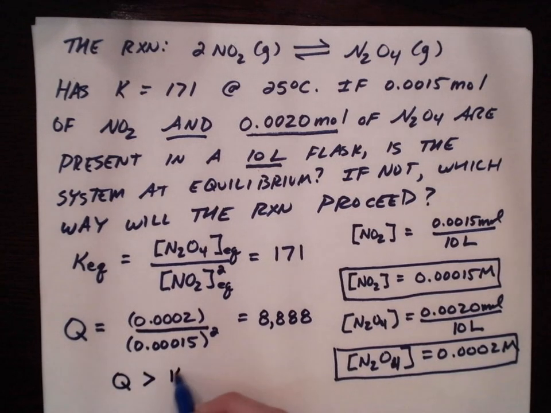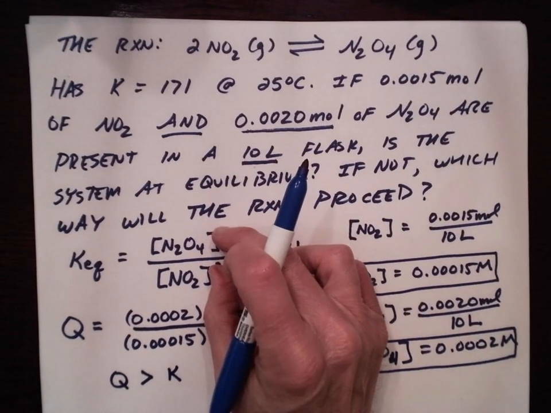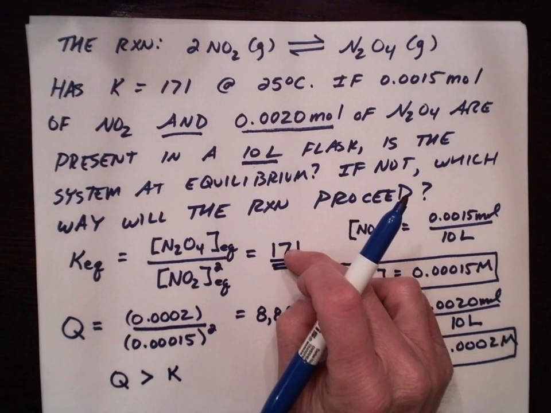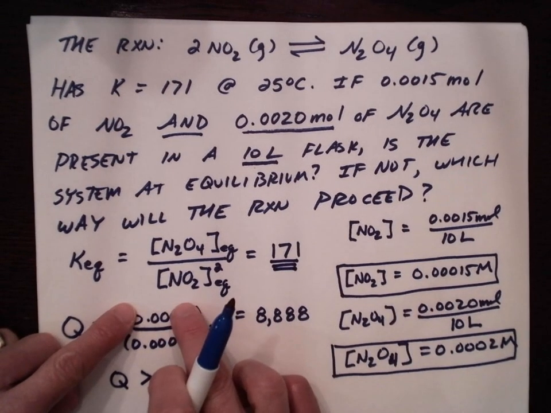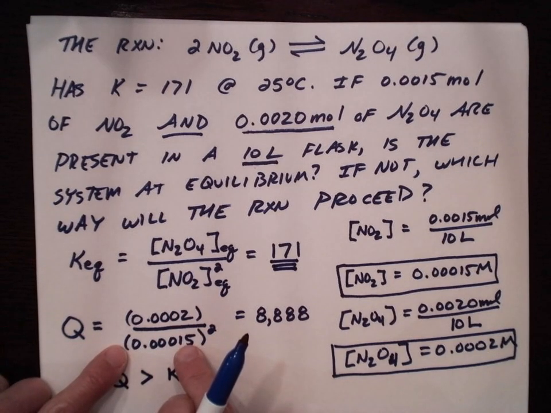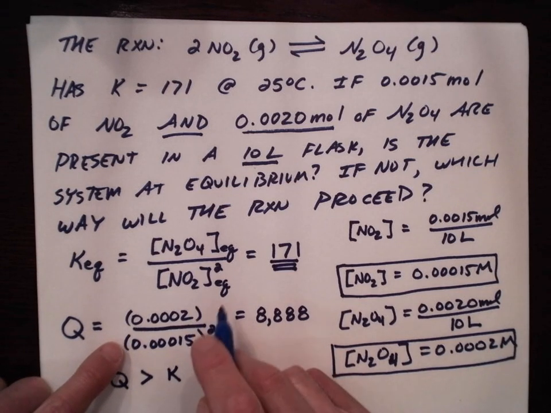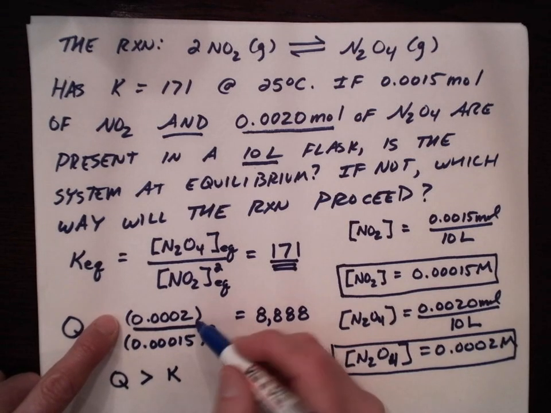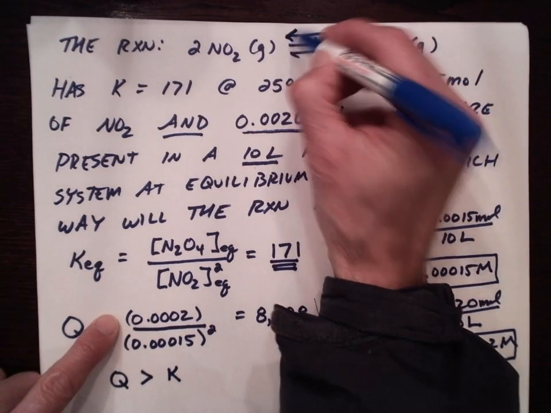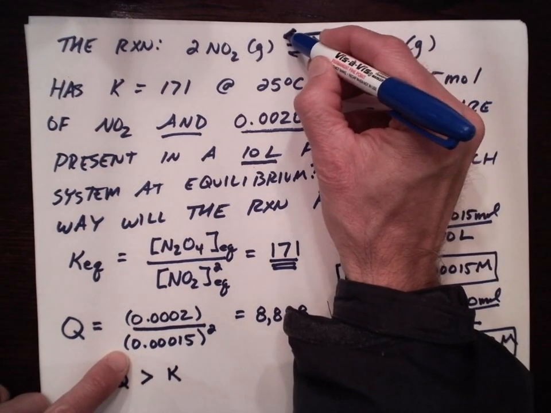So we see the value of Q is greater than K, and that's going to tell me which way this reaction is going to go to get to this value, which is where this ratio should be for us to be at equilibrium. This value is too high, the numerator's too high, and this value is too low. So we want to decrease this value, which is going to shift us in this direction. And we want to increase this value, which will also shift us in this direction. That'll always be the case.